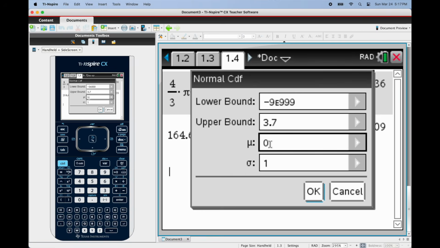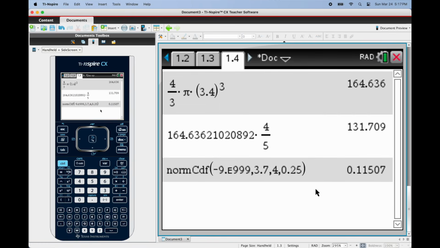Our mean in this case is 4, and our standard deviation is 0.25. Just one last thing: if we're in normal distribution and they say less than, we don't have to worry about less than or less than and equal to for normal distribution. We just put a value, 3.7, as our upper bound. Okay, roughly 11.5% of our seeds are less than 3.7 centimeters.